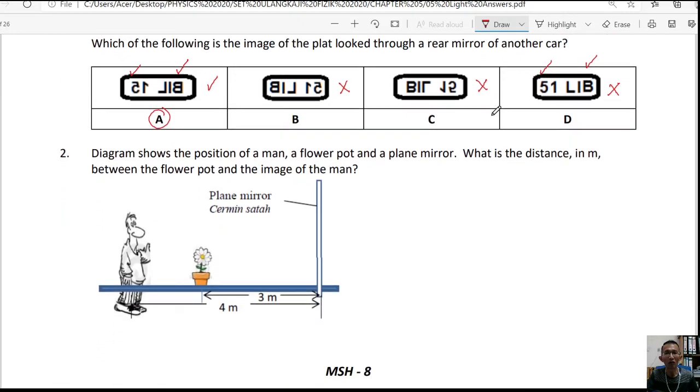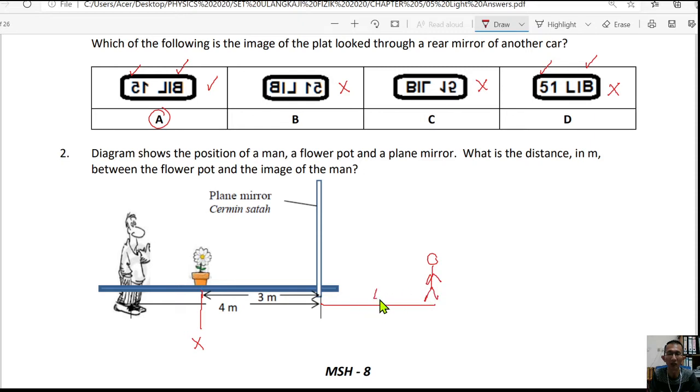Question number 2, you are to find the distance between the flower pot and the image of the man. So here is my flower pot. I mark here, let's say X. And then the image of the man. The man is standing 4 meter in front of the mirror, so the image would be 4 meter behind the mirror. So this here would be the image of the man, right?